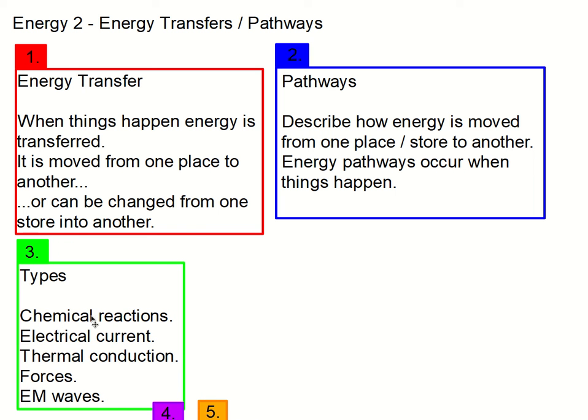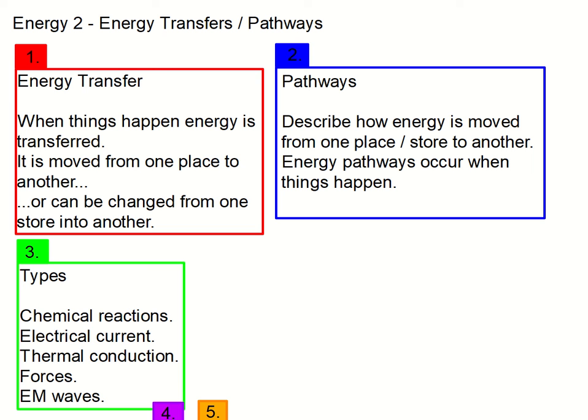So we'll just go through a few examples of what the energy pathways are. We've got chemical reactions. So a chemical reaction can cause energy to be changed from one type of energy to another. An electrical current, again, will transfer energy from one place to another. Thermal conduction transfers energy from one place to another. We'll talk about that more in a later video. Forces clearly cause energy to be transferred, as do EM waves. Now, EM waves you probably haven't done yet, but an electromagnetic wave, an example would be light.